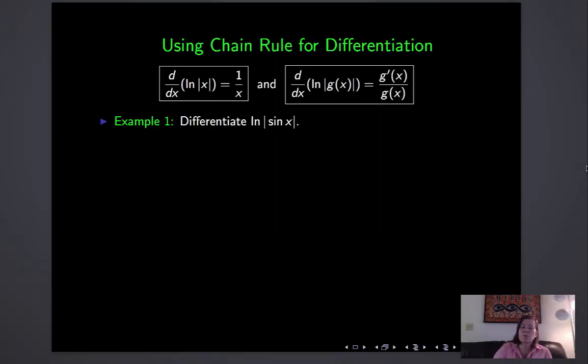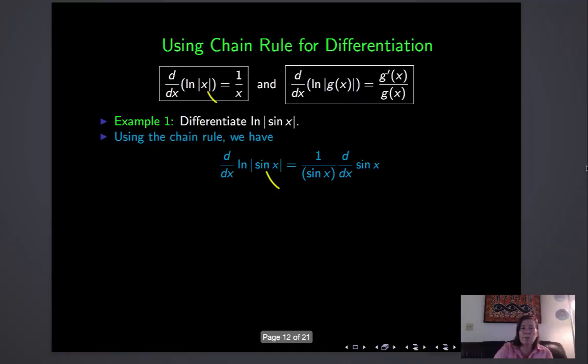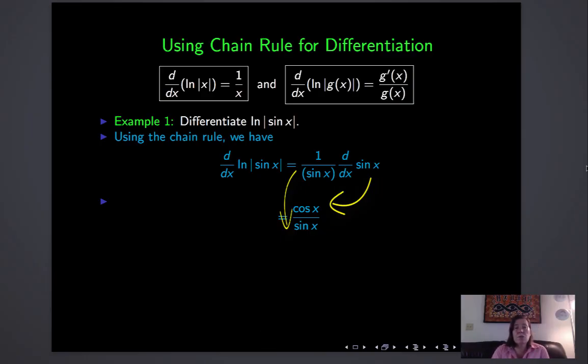Then, proceeding with the chain rule, it's 1 over what's inside those absolute value signs, 1 over sine of x, times the derivative of what's inside the absolute value sign. And that's equal to cosine of x. So we get the derivative is cosine of x over sine of x.